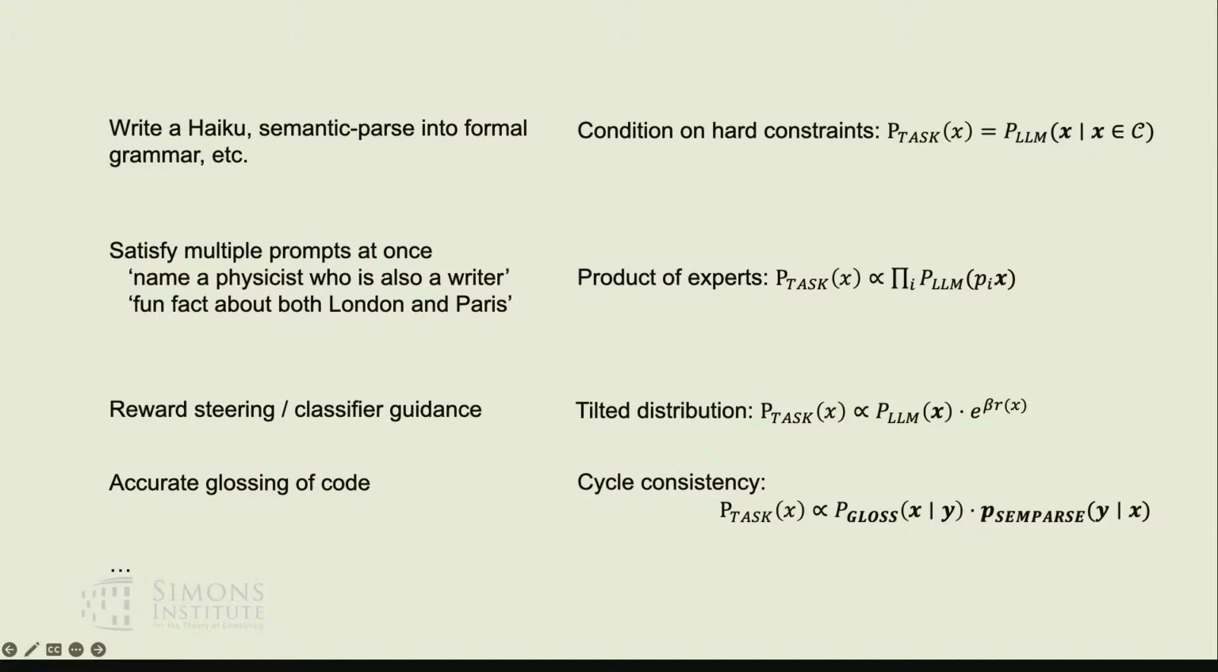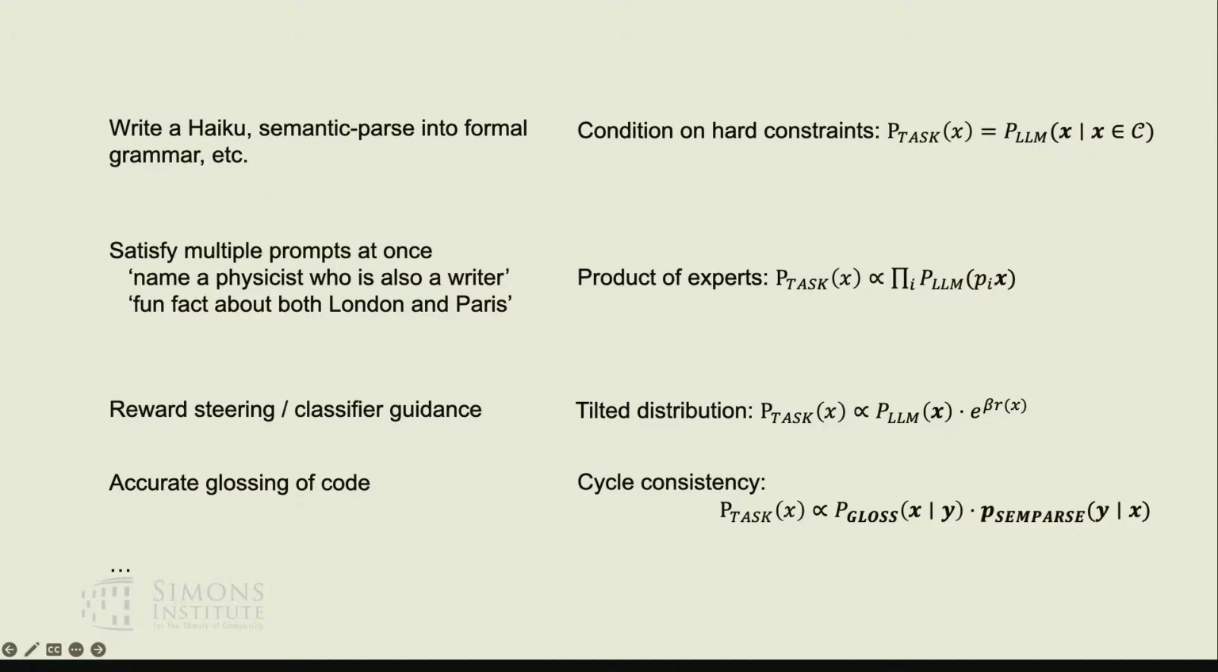We can condition on hard constraints if we want to parse into a formal grammar or write a haiku. We can do kind of a product of experts model using multiple prompts. So maybe I want to think about a fun fact that's about both London and Paris. Well, you could just ask the prompt, hey, please give me a fun fact about both London and Paris.